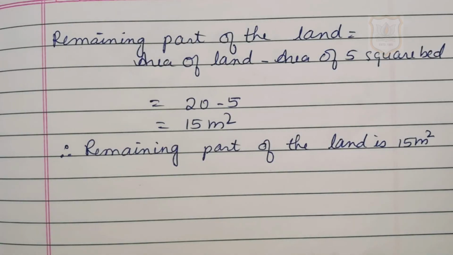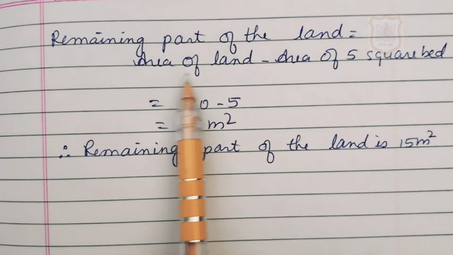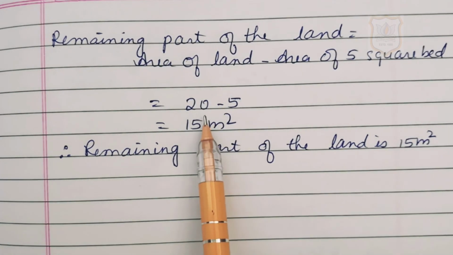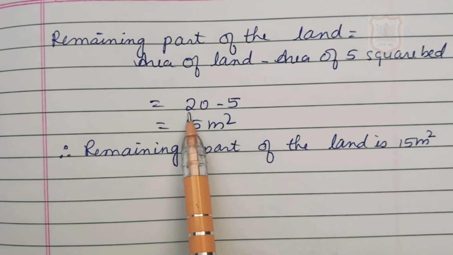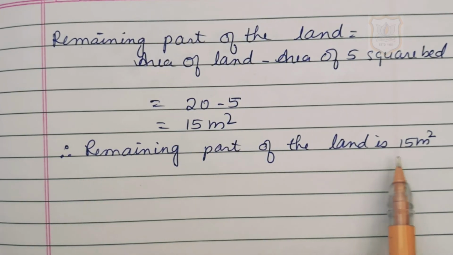Now students, here we have to find out what is the area of remaining part of land where flower beds are not dug. So remaining part of the land is equals to area of land minus area of 5 square beds. Here in the place of area of land we will write 20, and in the place of area of 5 square beds we will write 5. So 20 minus 5 is 15 meters square. Therefore remaining part of the land is 15 meters square.